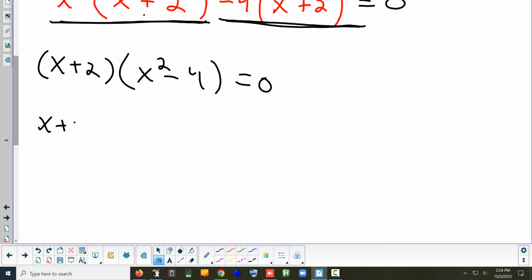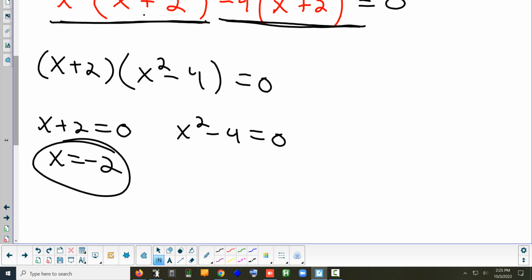Either find a number that you can plug in here to make that 0, or find a number you can plug in here to make that 0. What would make this first factor 0? Negative 2. There's one of the roots of this equation. How would we solve this one? What would be your first step? Add 4. And the last step?